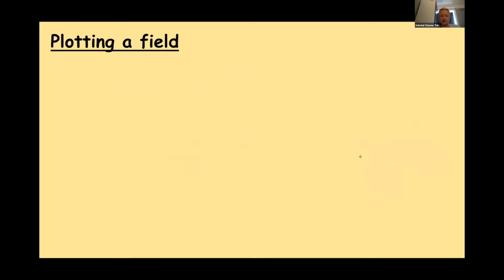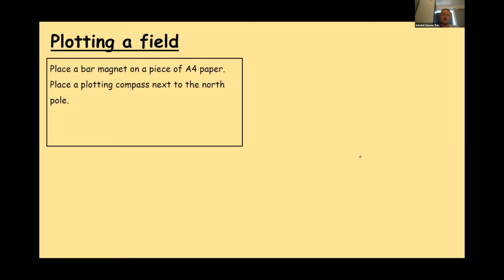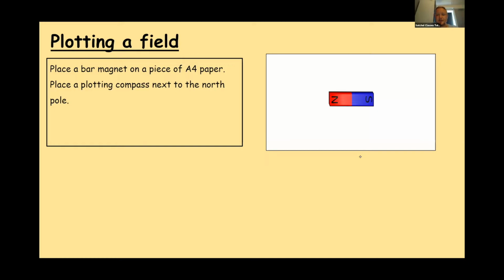We can use this technique then. We can use this behavior of a magnetic needle on a compass to plot the field around a magnet that we can't normally see. The way that we do it, you place a bar magnet on a piece of A4 paper, just like this. Then you place a plotting compass next to the North Pole.